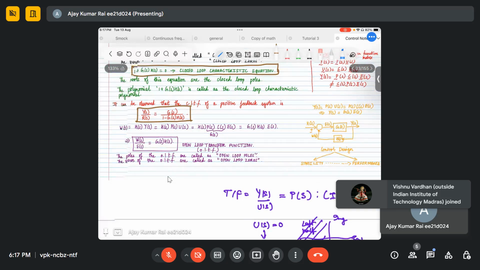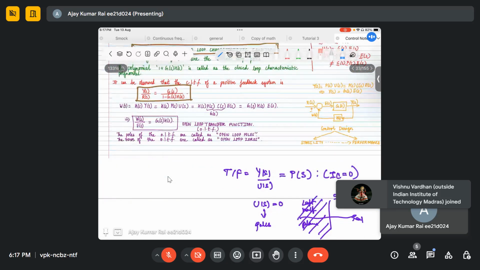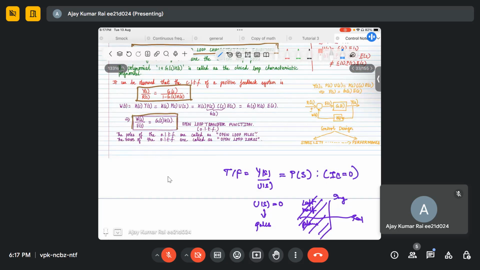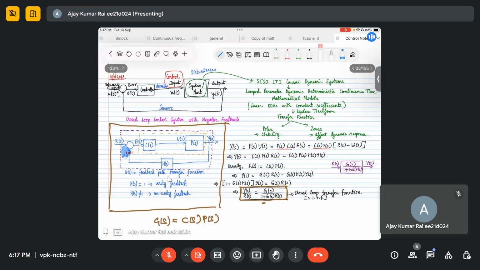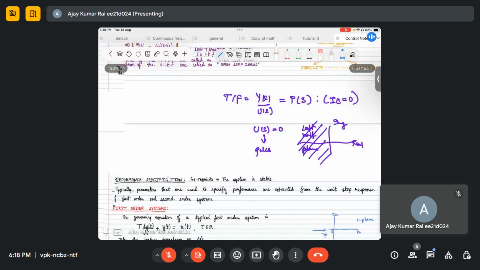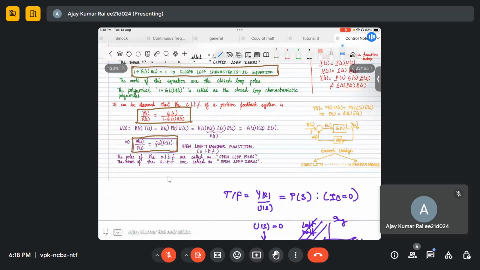Up to here, this is all. What is the open loop transfer function, which is G(s) into H(s)? How to get this? As given in the lecture, we just cut from here, the red one. Cut the closed loop transfer function and derive it, and you'll get G(s) into H(s). This is called the open loop transfer function.